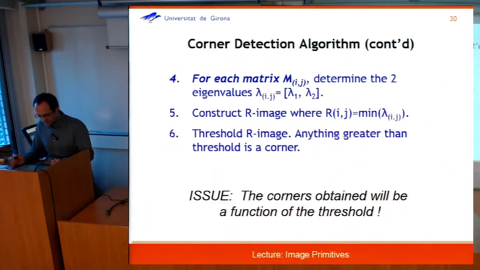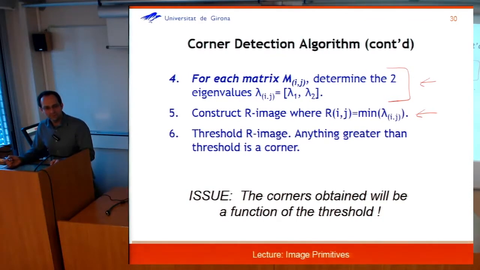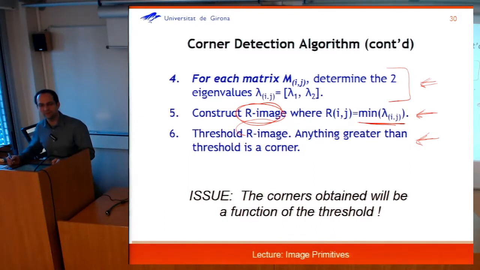Once I have the matrix, what should I do? One solution would be to find the eigenvalues, lambda 1 and lambda 2, and then look at the smaller eigenvalue and just threshold it. Okay, this was what Harris and Stephens wanted to do. They didn't do it because they said this was too time consuming, because you have to compute the eigenvalues. But the ideal solution would be this one. I compute the two eigenvalues, I take the smaller eigenvalue, and I build this R image from the smaller eigenvalue for every pixel.